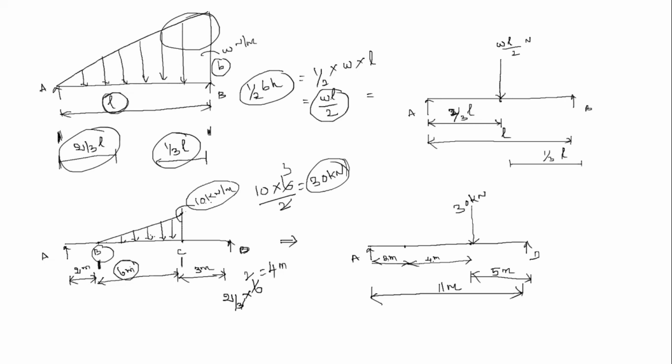Or if I want to calculate from C, then what is the value? 1 by 3 L, with L equal to 6, which is equal to 2. So 2 meter from C, which means 3 plus 2 equals 5 meter from D at this point. So if we want to calculate from point B, we can use 2 by 3 into L, or if we want to calculate from point C, we can use 1 by 3 L. So this is the way we are going to solve the problem. Okay. Thank you.